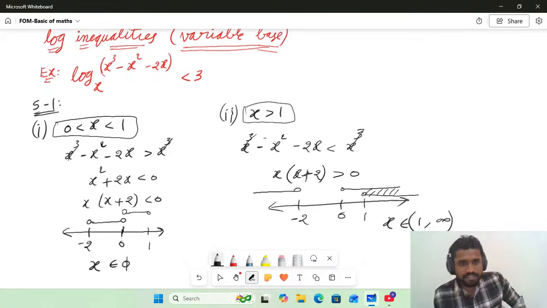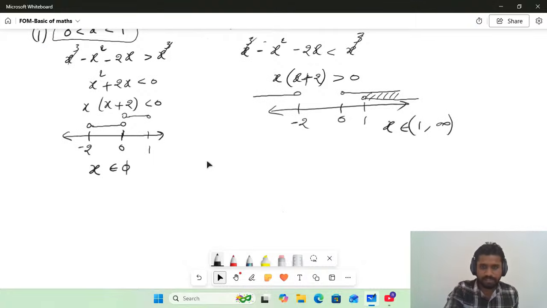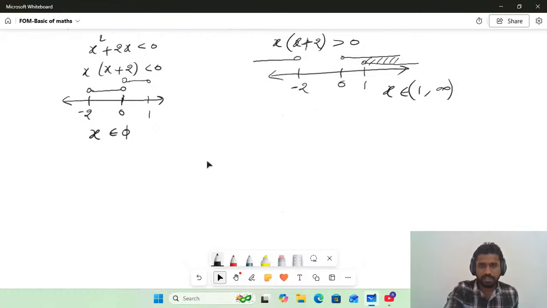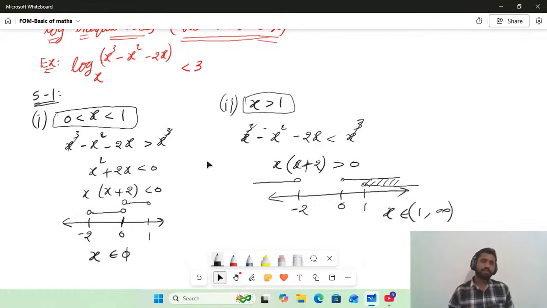So step 1 is completed. Till now we have done step 1 only. What is the answer for step 1? 1 to infinity is the answer for step 1. Now step 2 we need to do. For step 2 we need to find the domain.